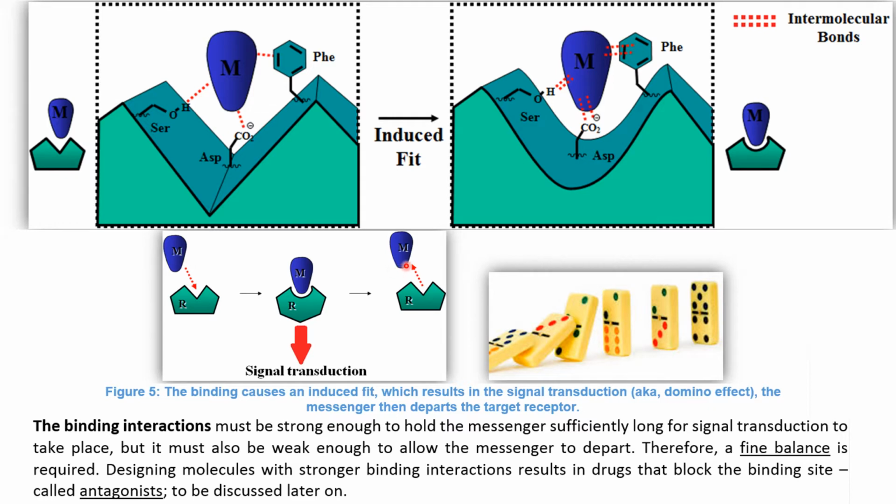If we design a molecule that binds to the receptor very strongly but does not leave the receptor, then this molecule is going to block the binding site, and we will have a molecule that we refer to as an antagonist, which we are going to discuss later.